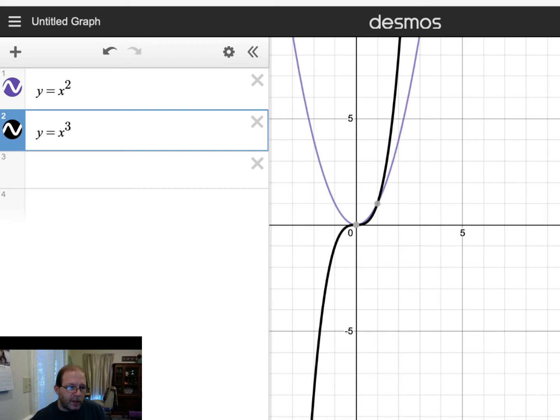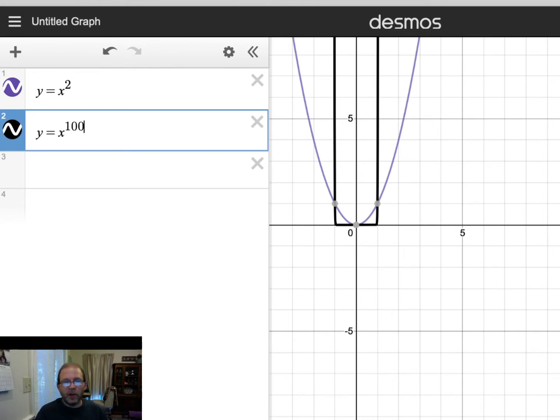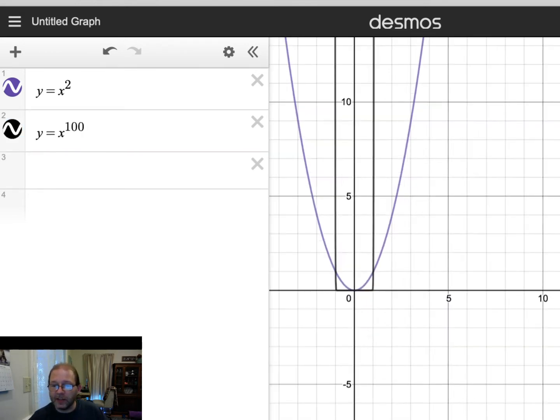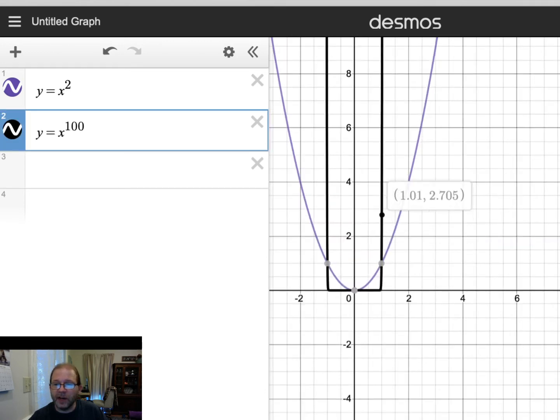If I put in y equals x to the, instead of cubed, if I keep making this larger and larger, it's going to grow faster. If I put in some insane number like 100, it almost looks like a square there because it's growing so fast. Once you get past 1, this is growing insanely fast.